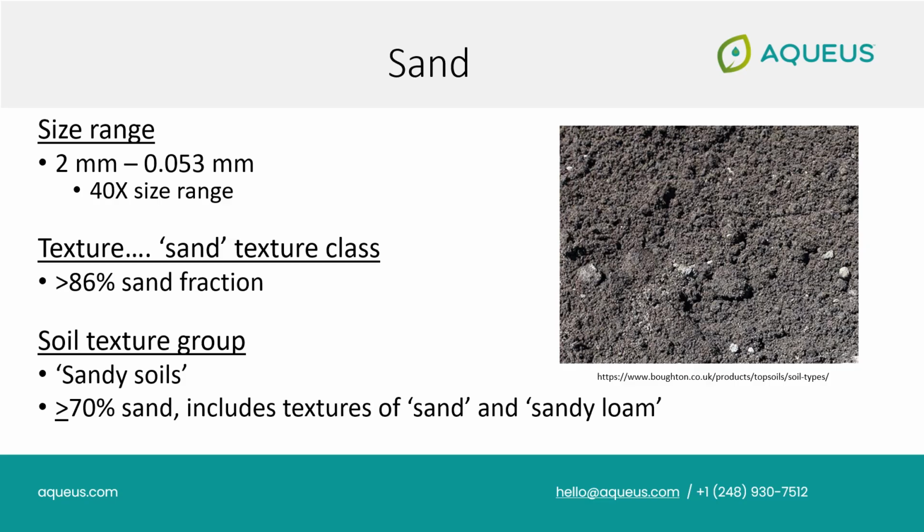And then we have groups. We have a soil textural group, so we say sandy soils. What sandy soils means is that we're greater than 70% sand, and it includes two soil textures, a sand texture and a sandy loam texture.